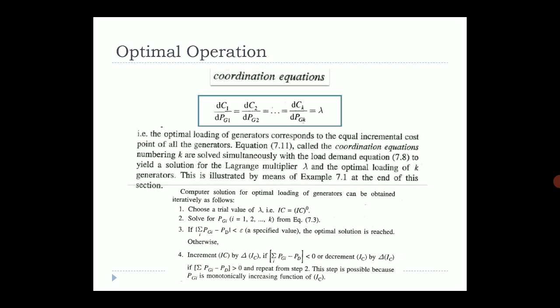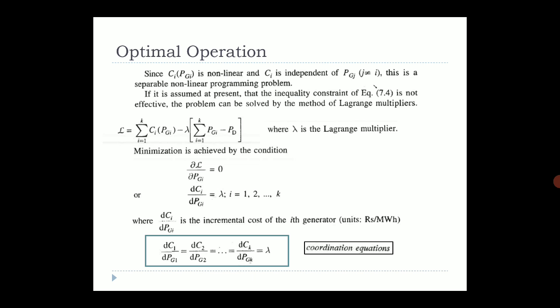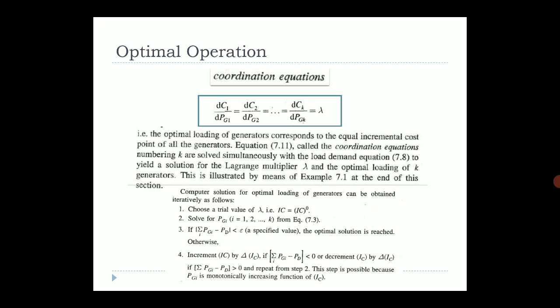We have talked about this coordination equation, which says that for an optimal operation, the incremental cost of all generators should be equal to lambda, that is the Lagrangian multiplier. Then only you will have an optimal operation. This coordination equation you need to keep in mind. This is called the coordination equation.